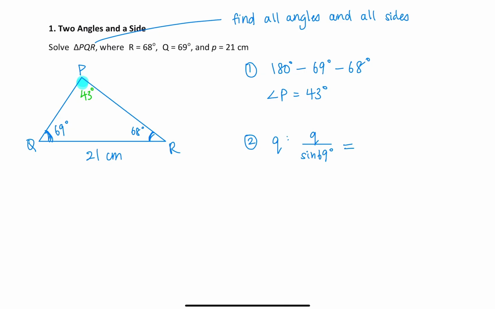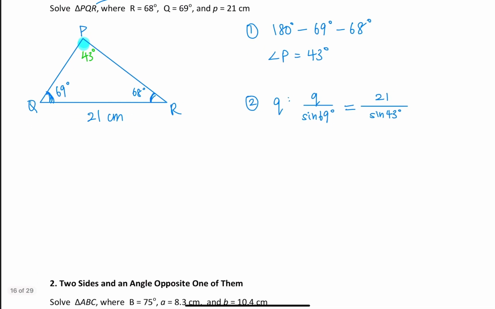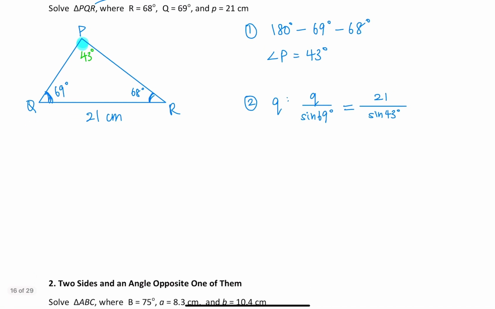so the only proportion we know is P because we have this angle and we have this side length. So little p, side length P, over sine of angle P will give you the correct proportion. So in order to find Q, let's isolate for Q.